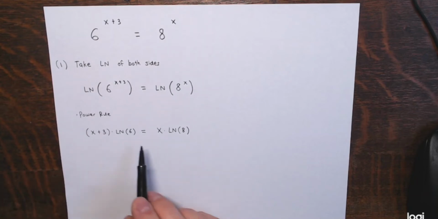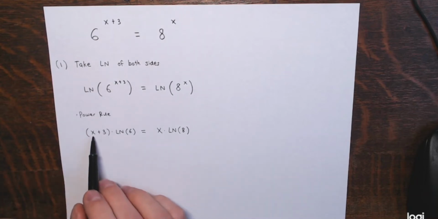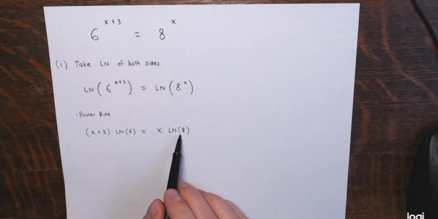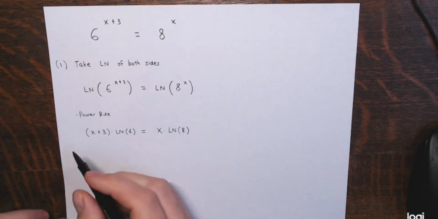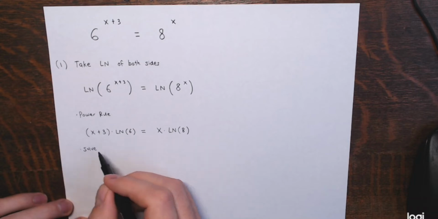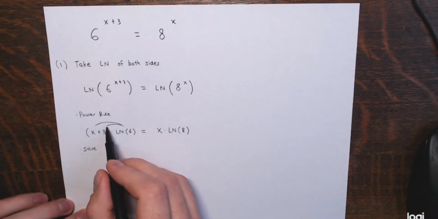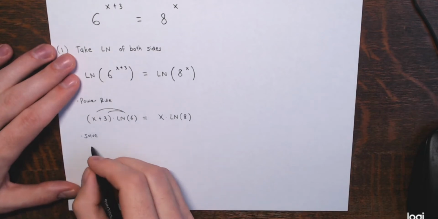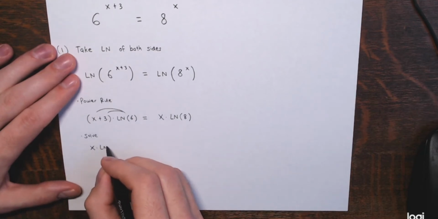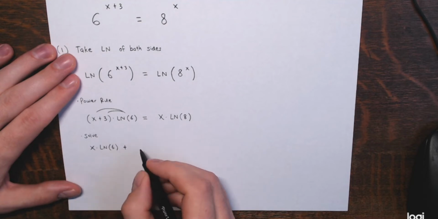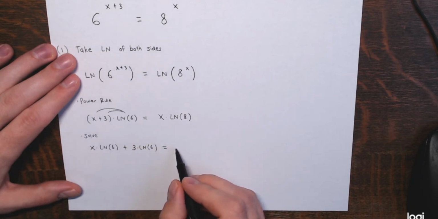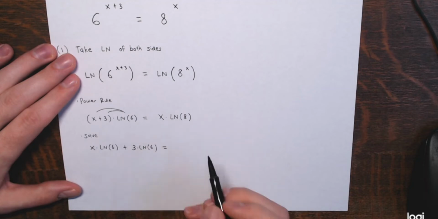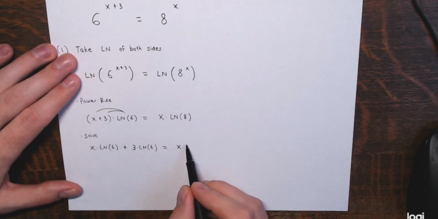So solving this equation is no different than solving x plus 3 times 5 equals x times 4, something like that. It's no different than solving that kind of an equation. Alright, so then we solve this equation. Over on the left side, I'll clear the parentheses, distribute that natural log of 6. So we have x times the natural log of 6 plus 3 times the natural log of 6 equals, and then on the right side there's nothing to clear. I mean, there are parentheses around the 8, but there's nothing I can distribute. We just have x times the natural log of 8.